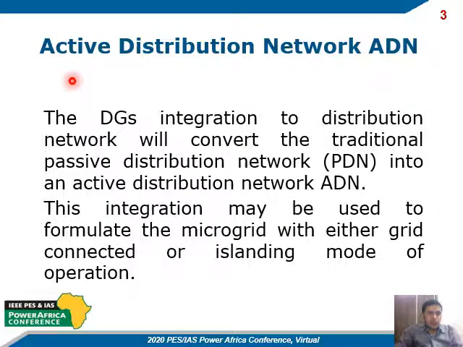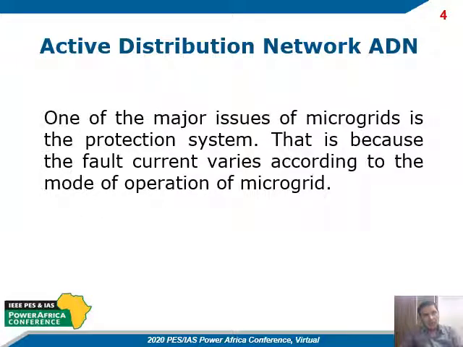Some introduction about active distribution networks. Firstly, the DG's integration into the distribution network will convert the traditional distribution network into an active one. Additionally, this integration may be used to formulate a microgrid. One of the major issues of microgrids is the protection system, because the fault current varies according to the mode of operation of the microgrid.